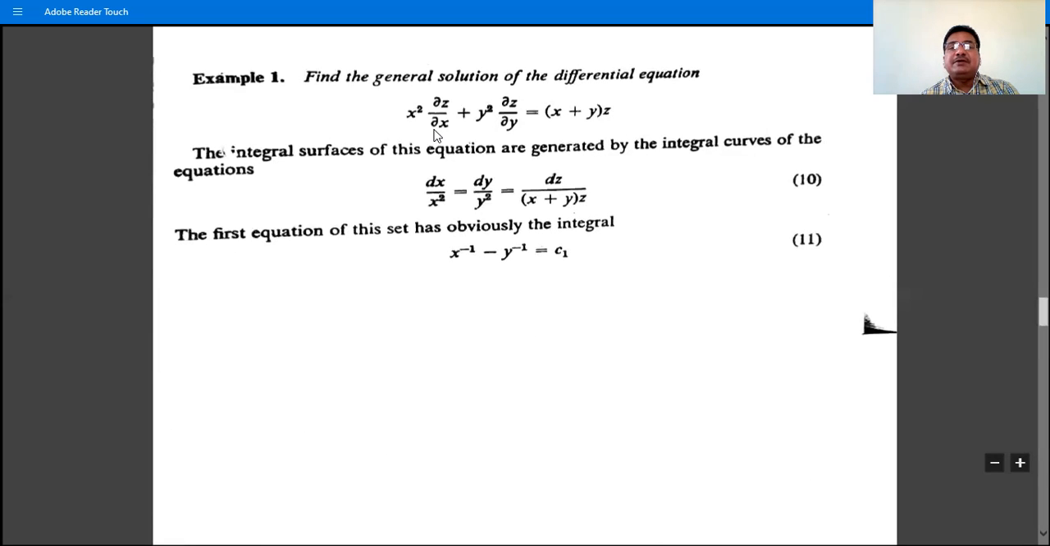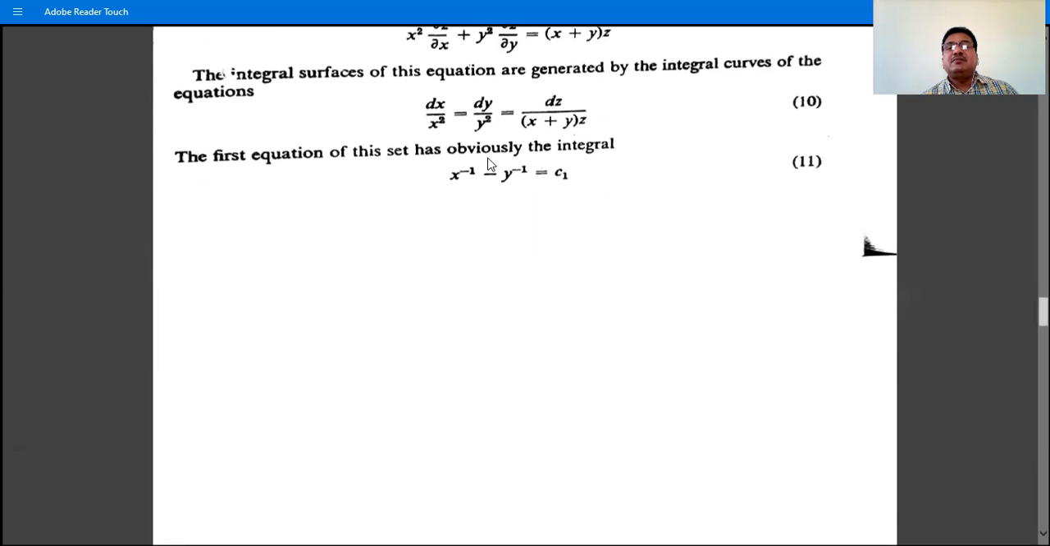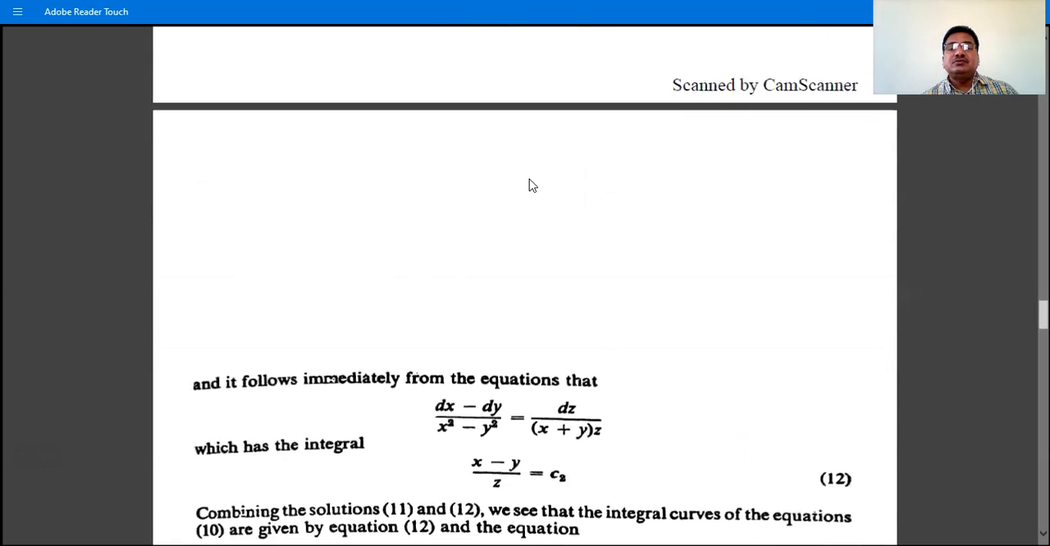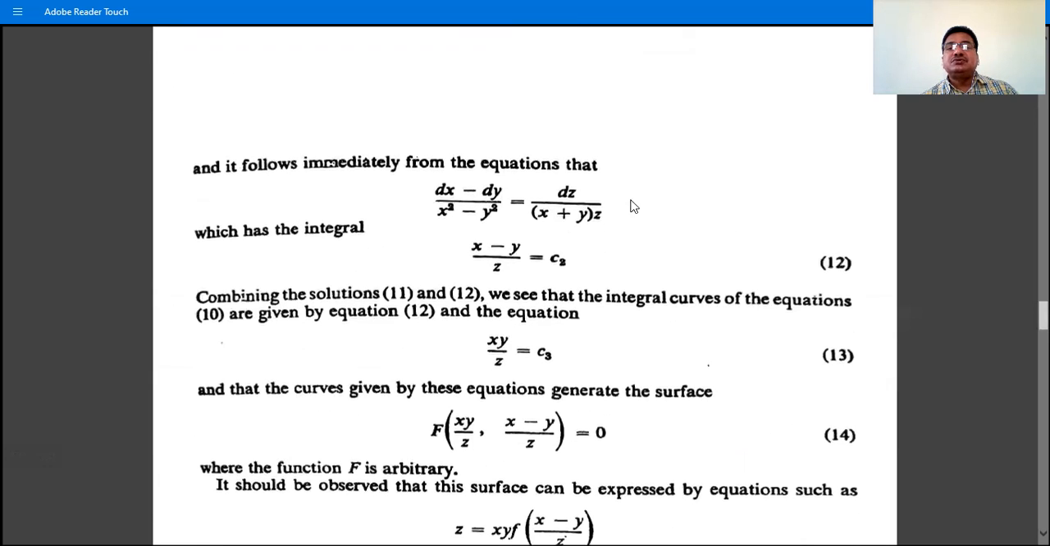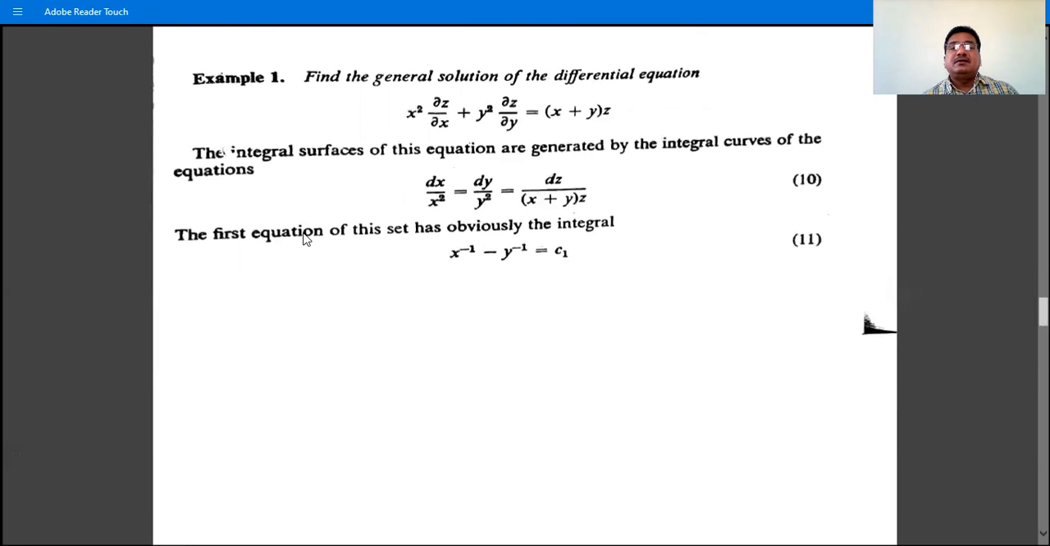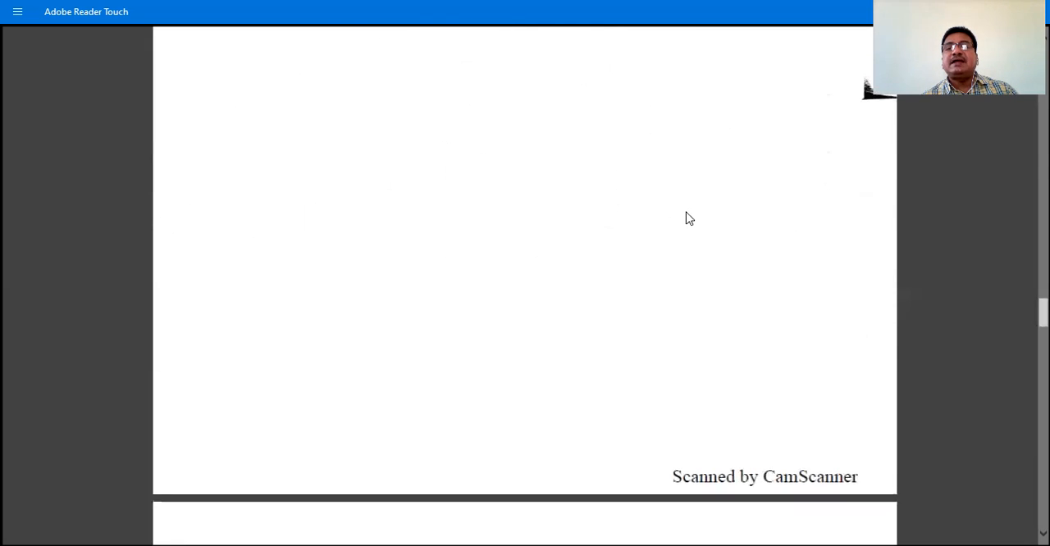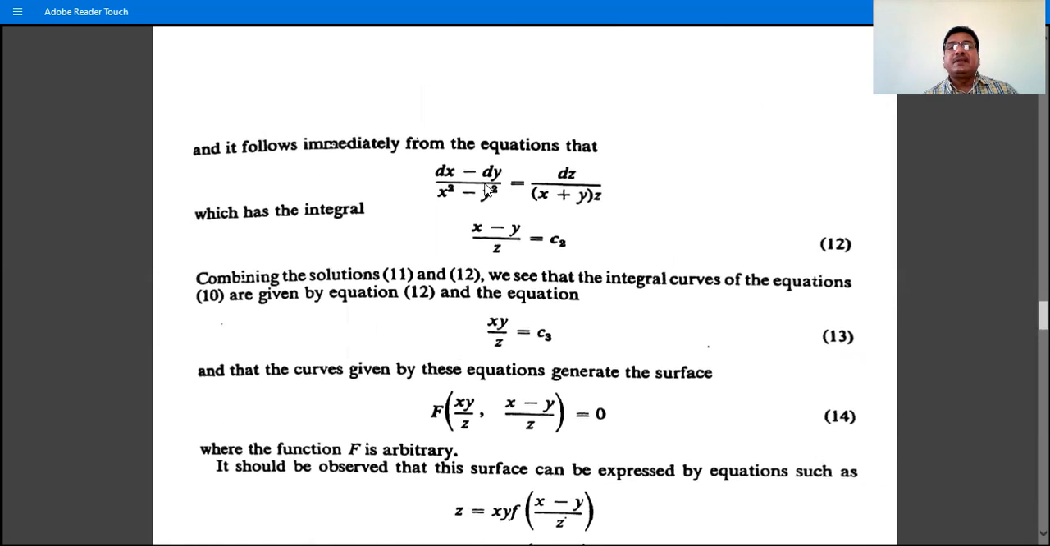Write the values of capital P, capital Q, capital R. Then write the auxiliary equation, dx by P, dy by Q, dz by R, and find its two linearly independent solutions. This is equation number 2, and now we have to find the solutions of equation 2. So these are the two solutions: 1 by x minus 1 by y is equal to c1 as the first solution, equation number 3.